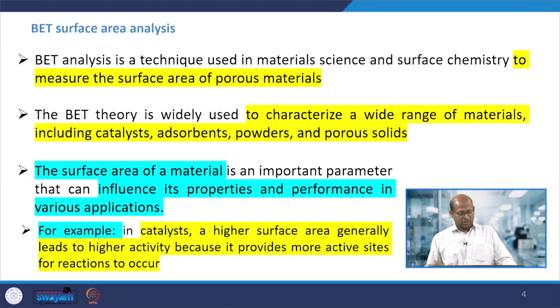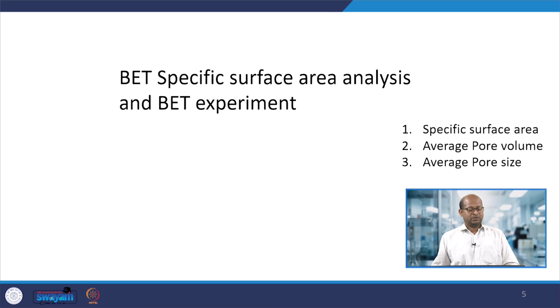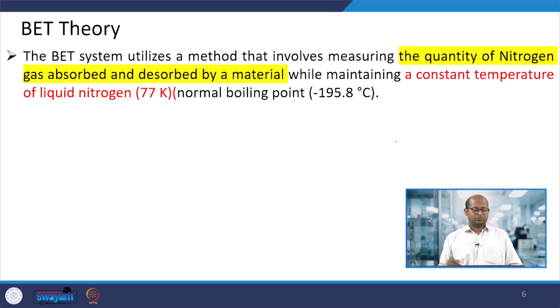Here is one example: a catalyst having high surface area leads to higher catalytic activity as compared to a catalyst having less surface area. In this BET specific surface area analysis technique, we can get the specific surface area, average pore volume, and pore size through these experiments.